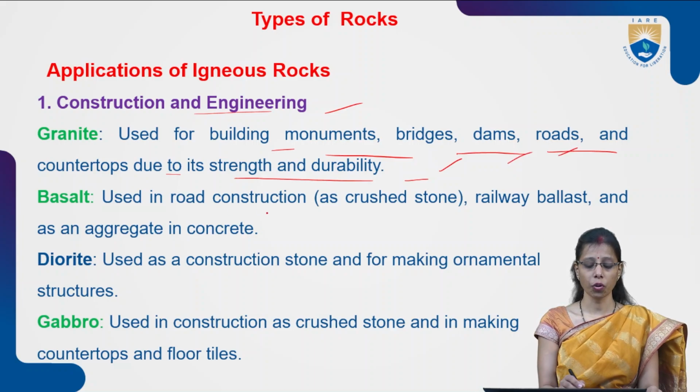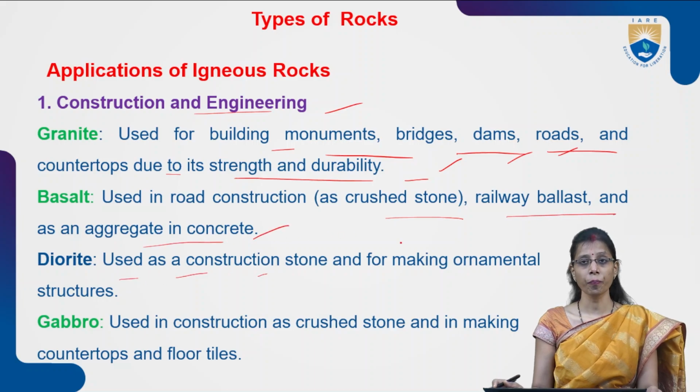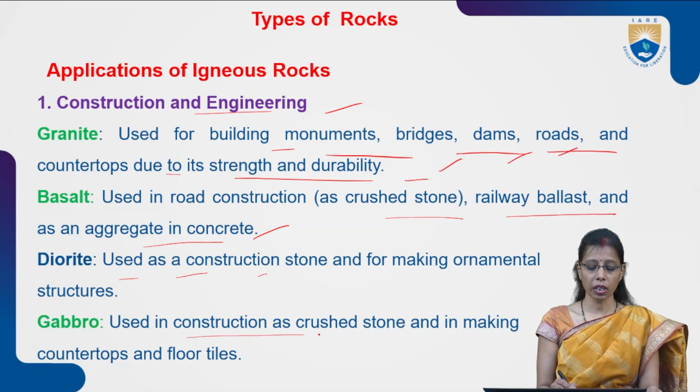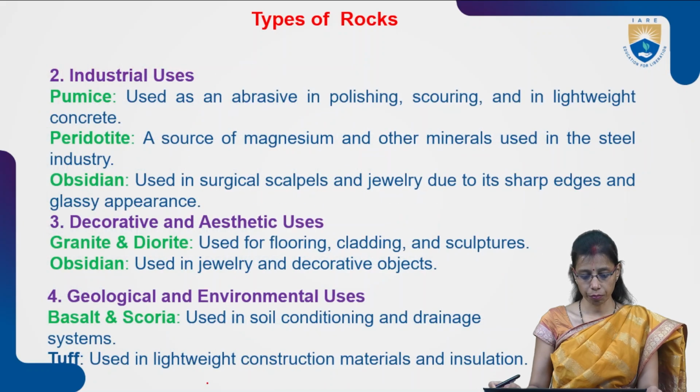Basalt is used in road construction as a crushed stone, railway ballast, and as an aggregate in concrete. Diorite is used as a construction stone and for making ornamental structures. Gabbro is used in construction as a crushed stone and in making countertops and floor tiles.